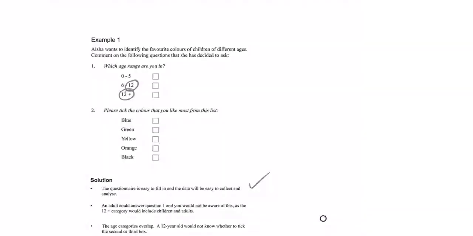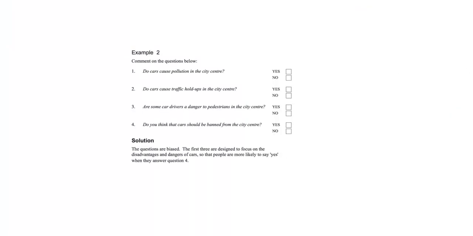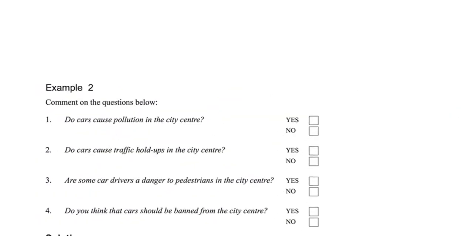So hopefully this gives you some good ideas about how you can improve questions and how you can go about writing your own questions. Now then, let's just take a look at another example here. So these questions are all about cars and pollution. Do cars cause pollution in the city centre? Well, here I've got a bit of a problem with this because it might be that the people answering the question are not informed and don't know. Are they a good person to ask? Perhaps this is something that an expert could answer rather than a survey.